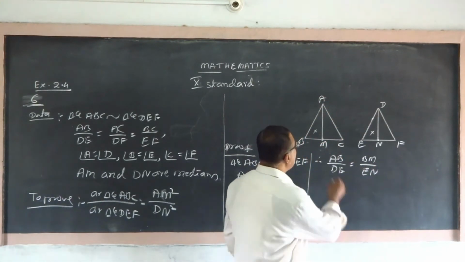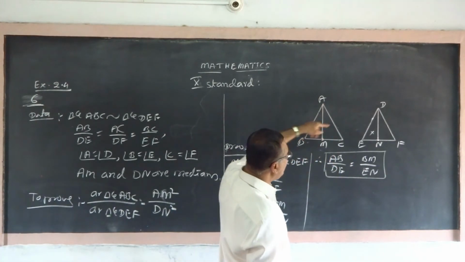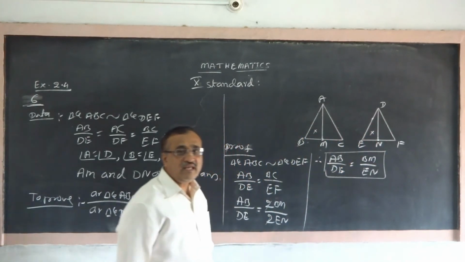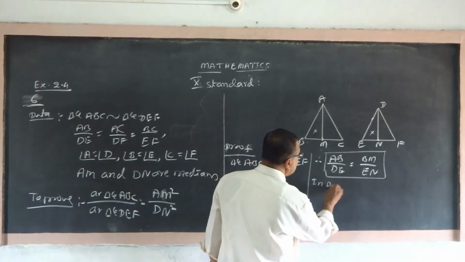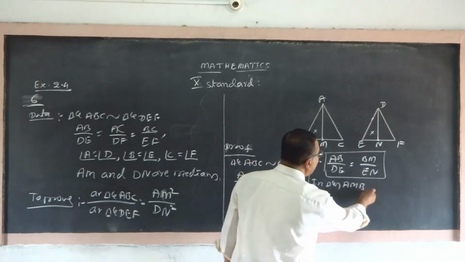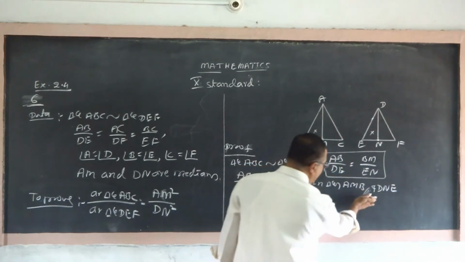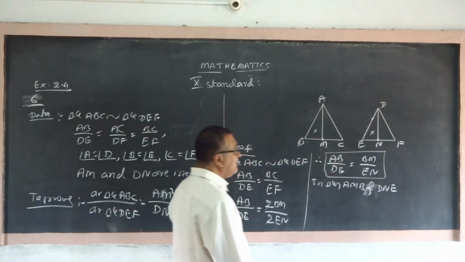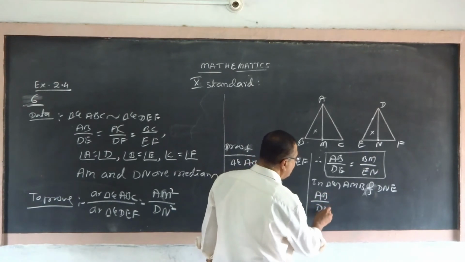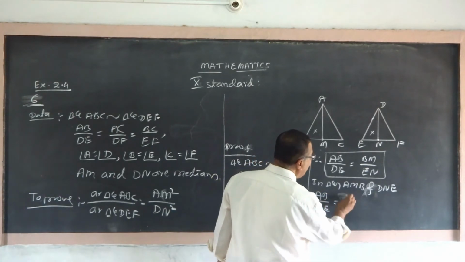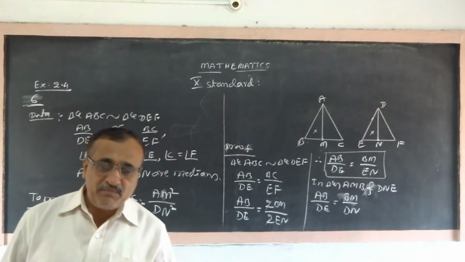One pair, we have proved. Now consider triangles AMB and DNE. In triangles AMB and DNE, what do we know? We know AB by DE is equal to BM by DN. One pair of the sides are proportional.